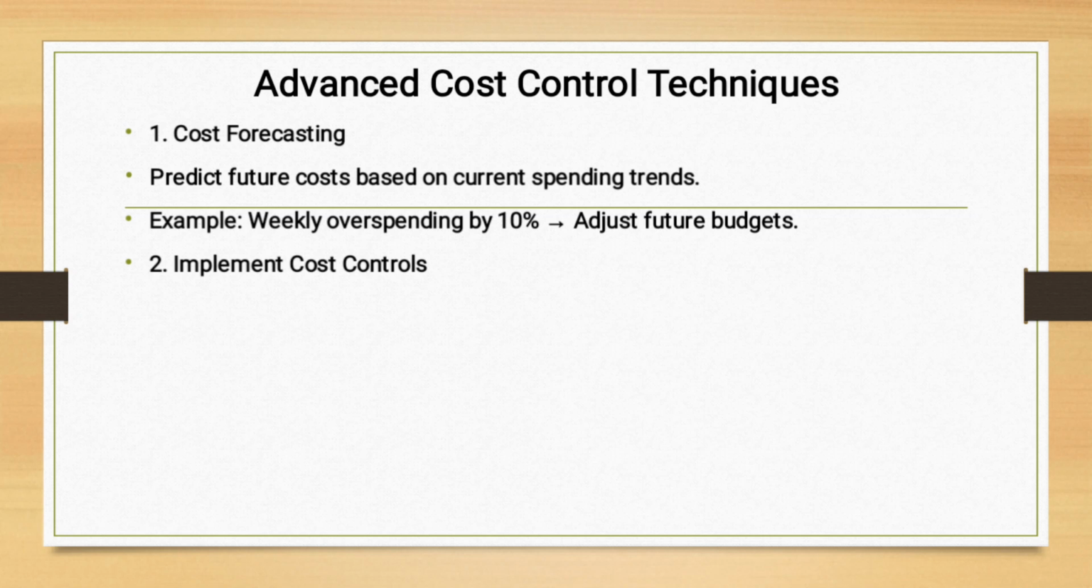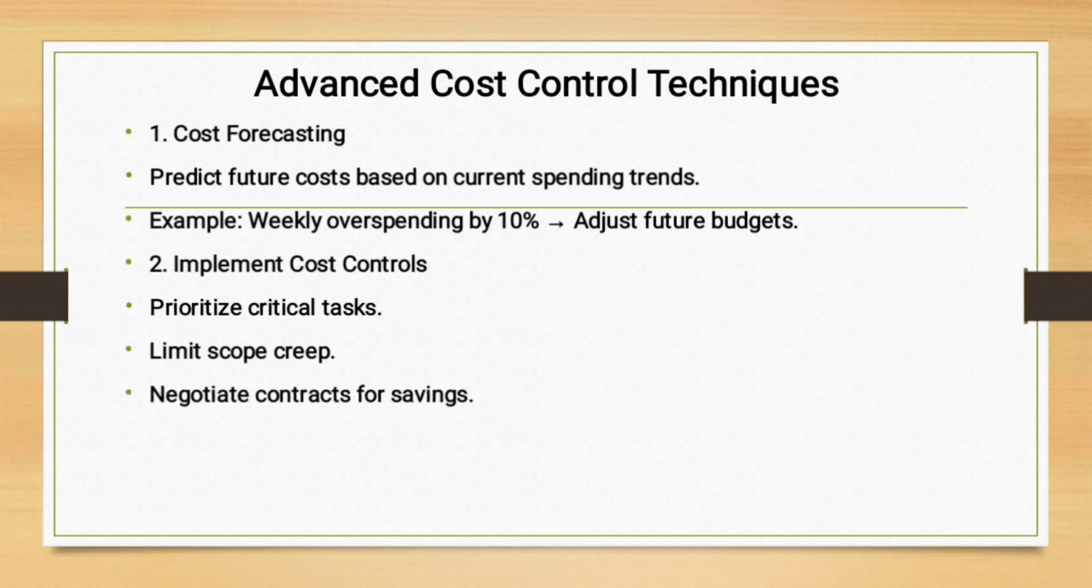Another one is implementing cost control. On implementing cost control, you need to prioritize critical tasks. Another one, you should limit scope creep. Work which is coming in that you did not plan for, make sure that you limit it. Another one, you should negotiate contracts for savings. Let's say you have given somebody a contract to supply you some materials. You can say, because I've given you a contract, you need to reduce the price. That will help you make sure that your budget stays in good shape.